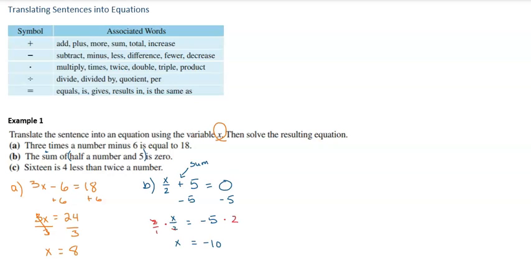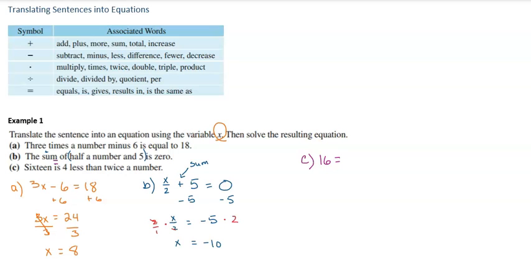All right, the last one, 16 is 4 less than twice a number. So this is where people often get confused because it doesn't go from left to right quite as easily. So 16 is, so I'm going to go ahead and say 16 is, so remember is basically an equal sign.